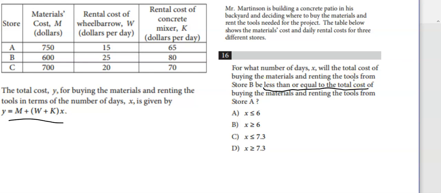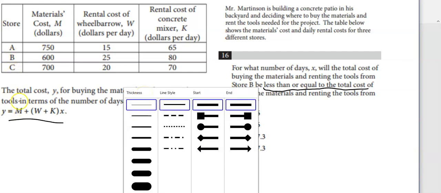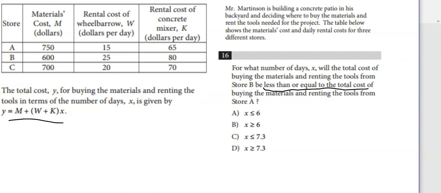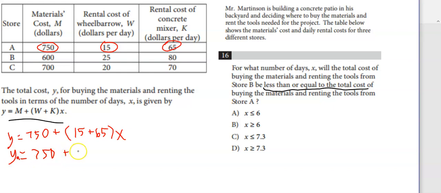So I'd like to find out where those two things are equal. I'm guessing either 6 or 7.3. So let's plug in for A and see what we get. So I'm going to plug into the equation here. So M is right here, 750. So Y equals 750 plus W plus K, 15 plus 65, times X. So this equation for A, I'll put Y sub A, just so I know it's A, is 750 plus 80X. Okay, that's one of my equations.